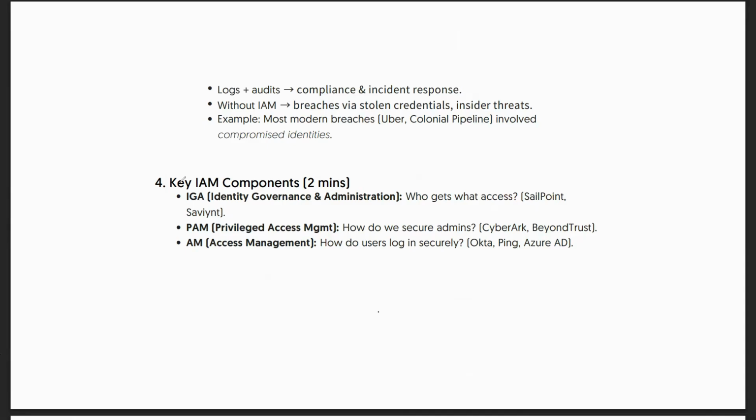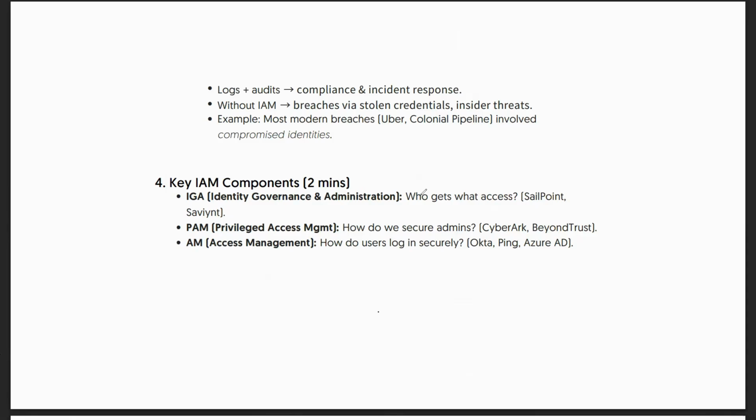Some of the key components of IAM include IGA, who gets what access, where you have the user lifecycle management, the entire joiner-mover-leaver process. That's where you have tools like SailPoint, Saviynt, Omada, One Identity Manager, many, in no particular order. PAM, you have products like CyberArk and BeyondTrust, everyone trying to secure the administrative accounts because they are the privileged accounts. Okay. Then you have access management.